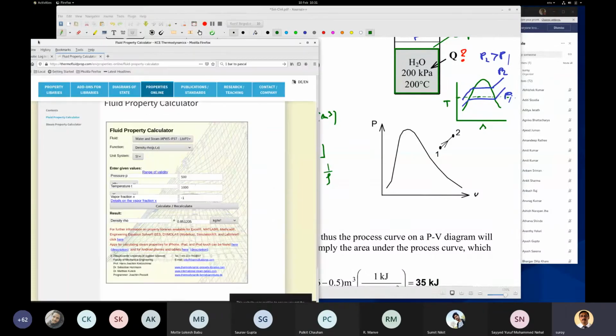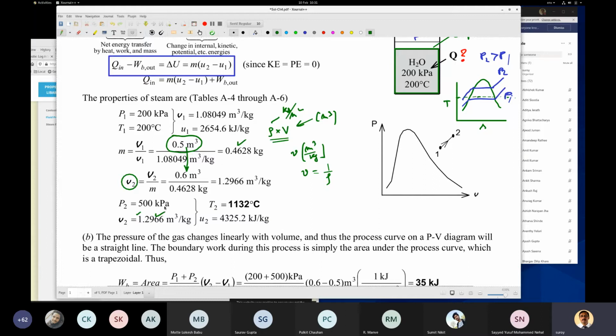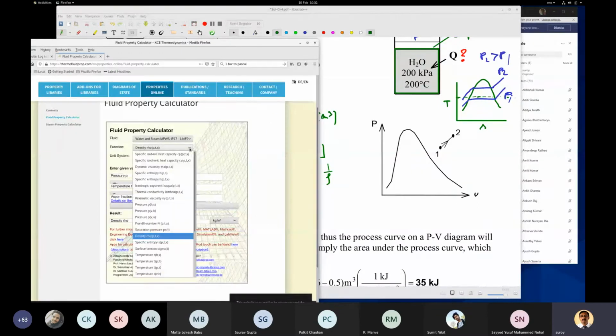1132. If I try out 1132, it will give me the right density. So here, specific volume means density is also known, so you can calculate the temperature. Once you know pressure and temperature, then I can also know the internal energy. So let us find out the specific internal energy.